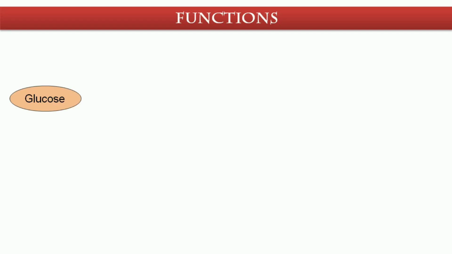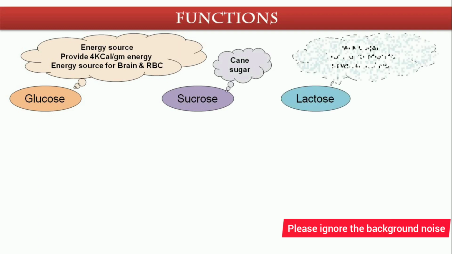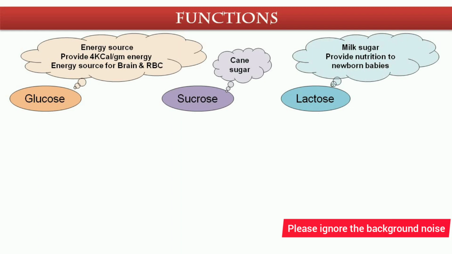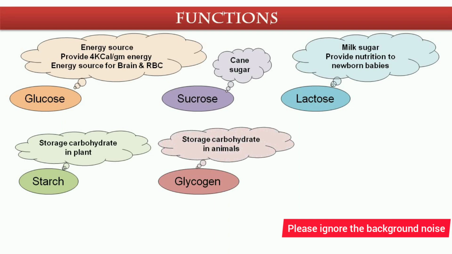Now the functions. Glucose is used as an energy source to provide 4 kilocalories per gram of energy, and it is used as an energy source for the brain and red blood cells. Then we have sucrose, which is used as cane sugar. Then we have lactose, which is milk sugar that provides nutrition to newborn babies. Then starch, which is a storage carbohydrate in plants. Glycogen is a storage carbohydrate in animals.